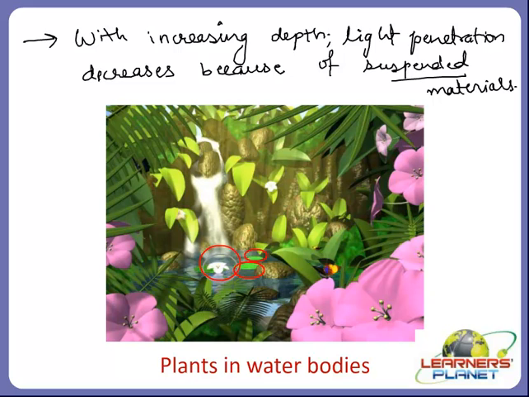So, this is about light. Light is very important for plants. So where there is less sunlight, few plants only grow. And this concludes that light is very important for the growth of plants. So this was about one abiotic component. Let us move on to other abiotic component.